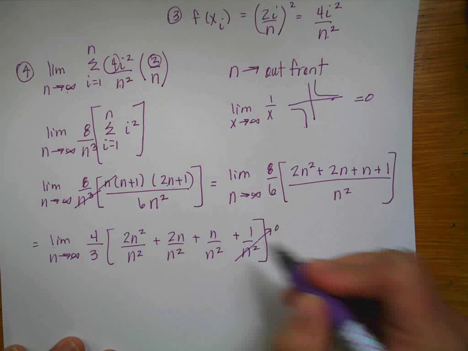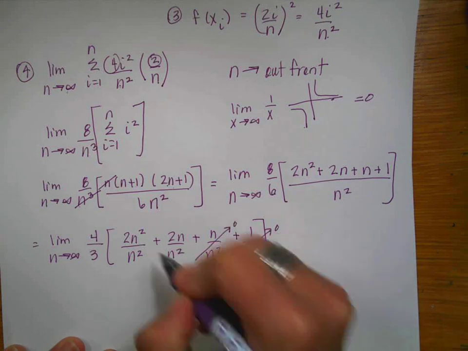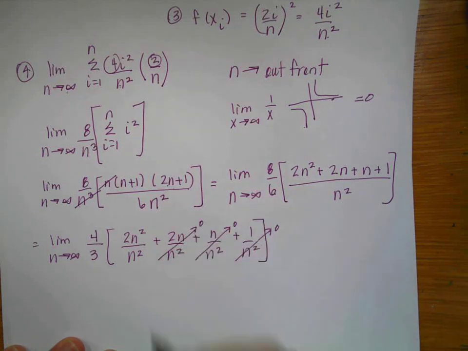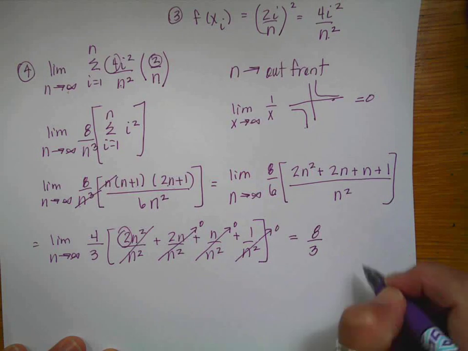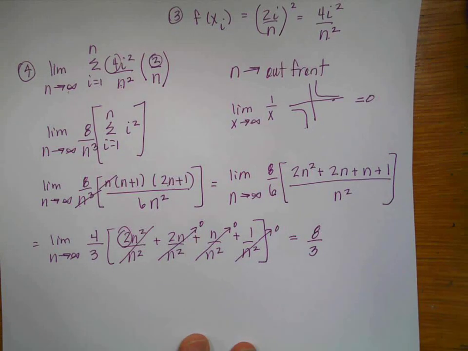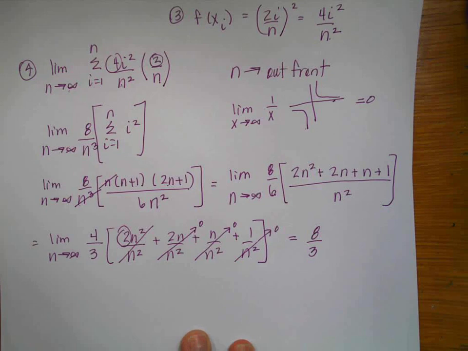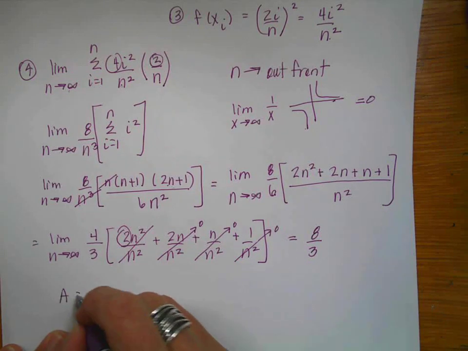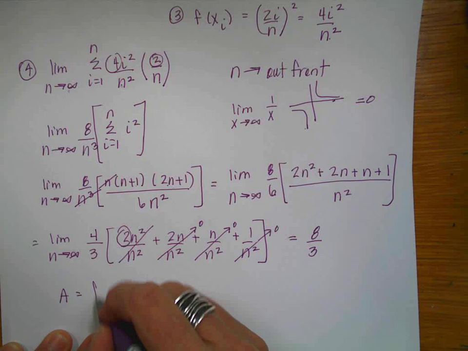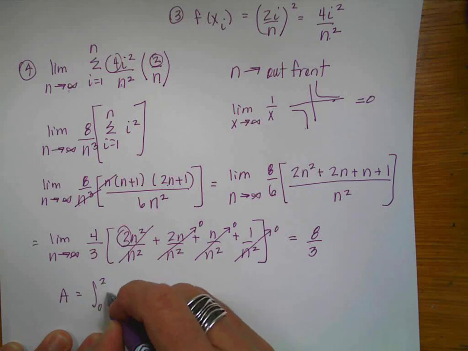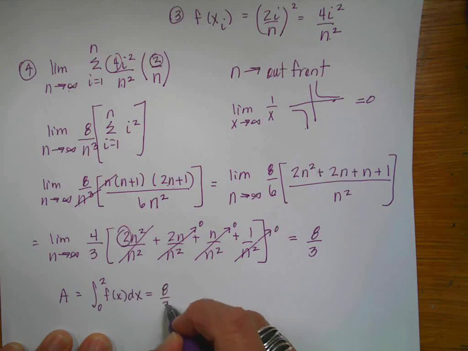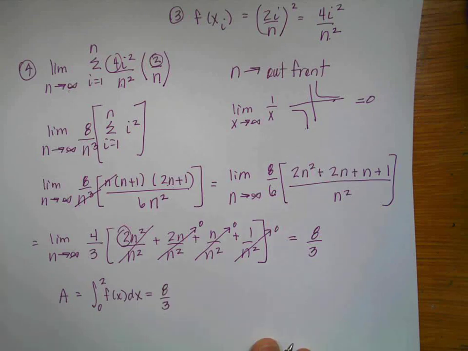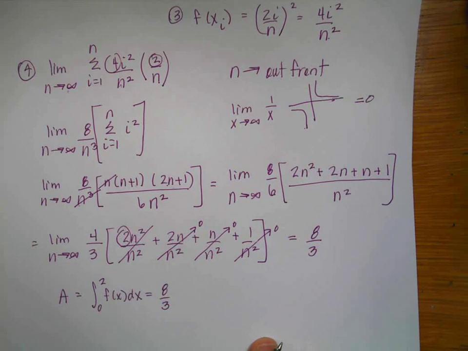And so now if we think about taking the limit, the degree in the denominator is higher. This goes to 0. This goes to 0. This goes to 0. This goes to 2. And now I can do, this is 8 over 3, and we're done. So sometimes these problems can be very challenging. So I'm going to write the area was equal to the integral from 0 to 2 of f of x dx was equal to 8/3.